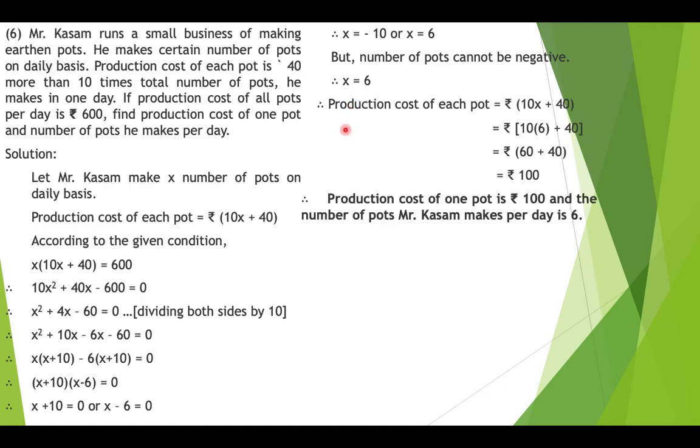So again, the production cost of each pot is equal to rupees 10x plus 40, that is 10 into 6 plus 40, which will be 60 plus 40 is equal to 100. So the production cost of one pot is 100 and the number of pots Mr. Kasam makes per day is 6.